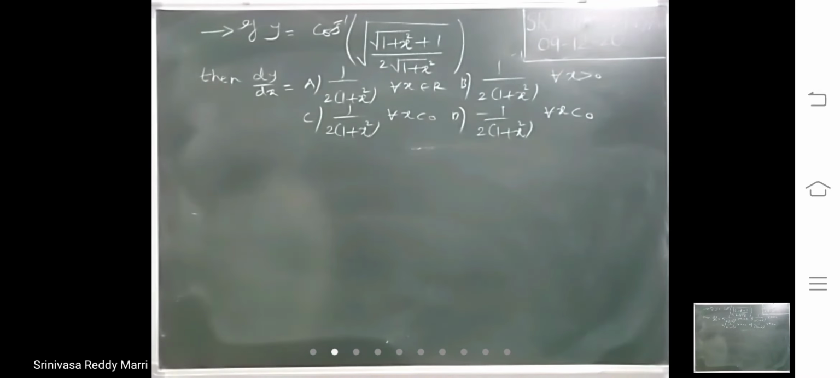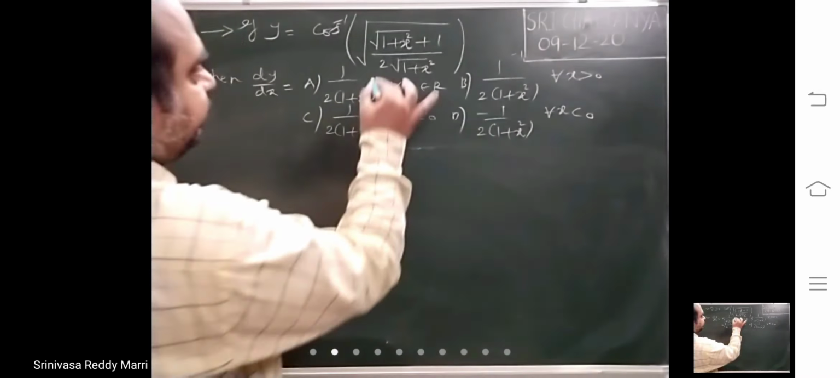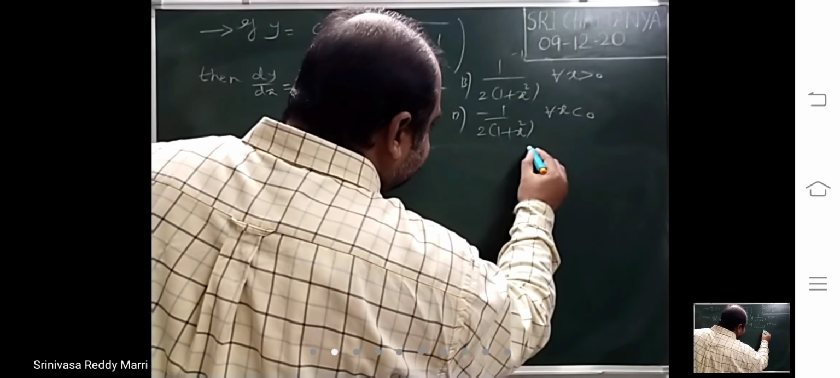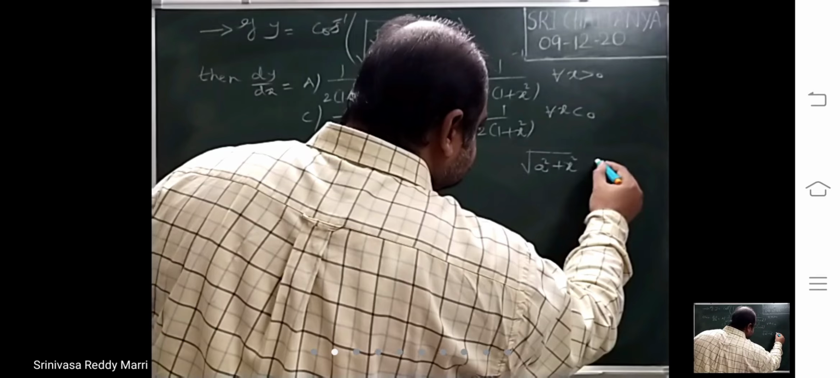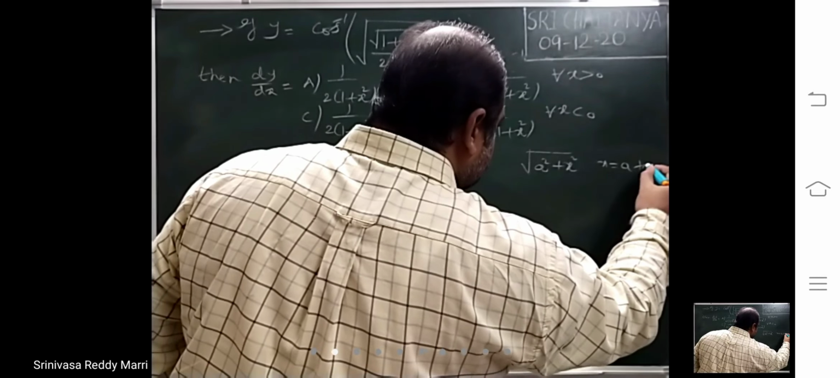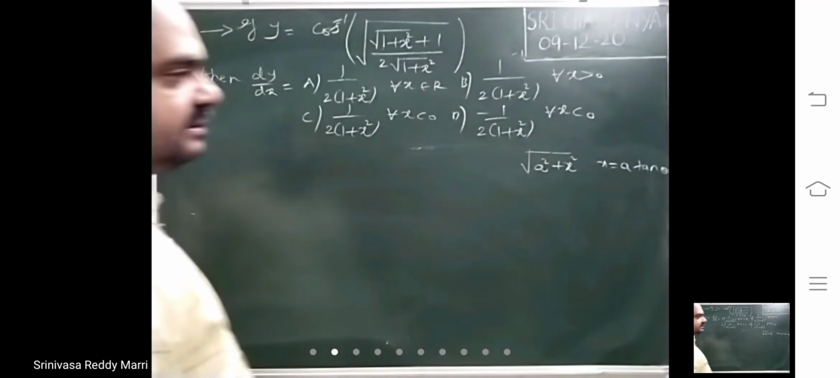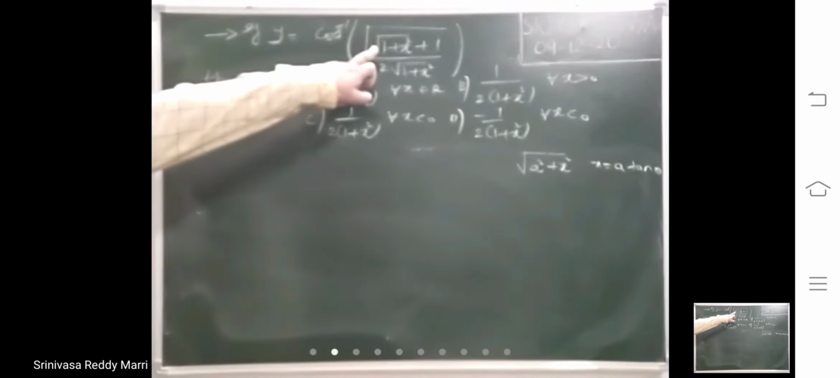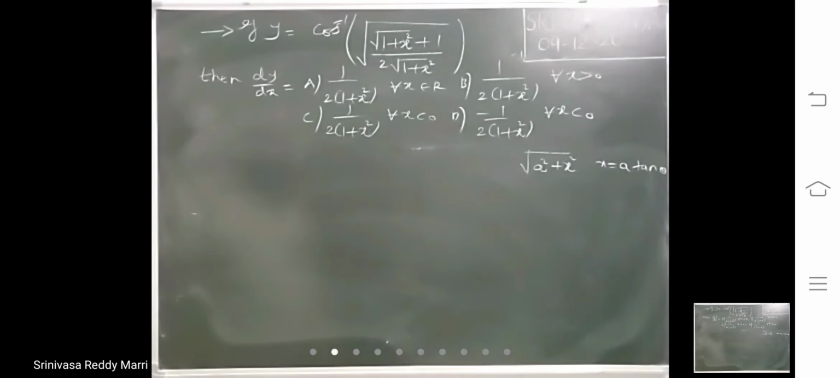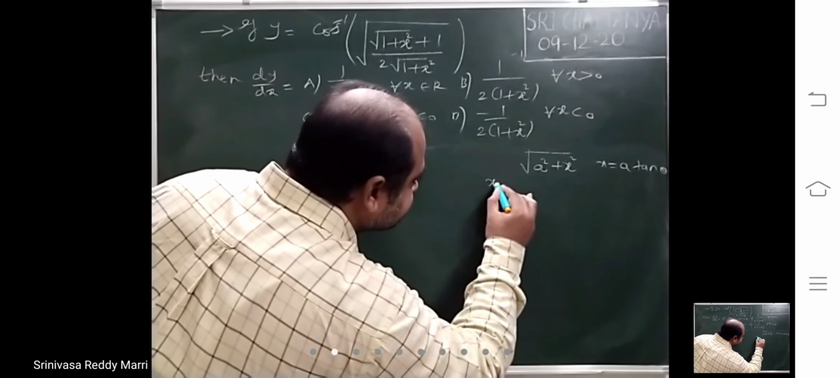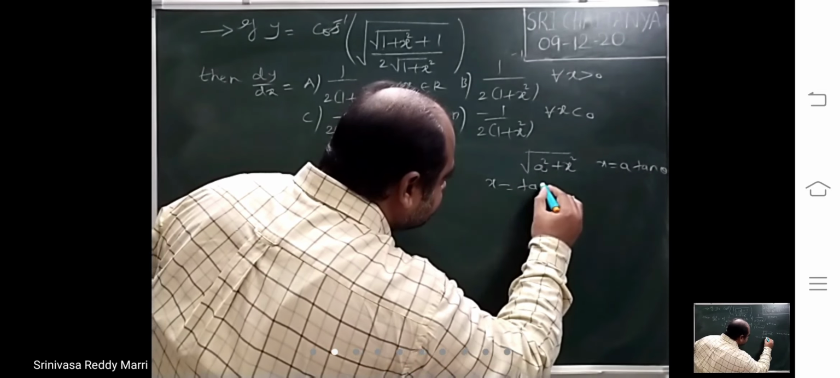He is asking. I have told you, whenever root of a square plus x square is there, the substitution is a tan theta. So look here: 1 plus x square, that means 1 square plus x square is there. I am taking the substitution x equal to tan theta.